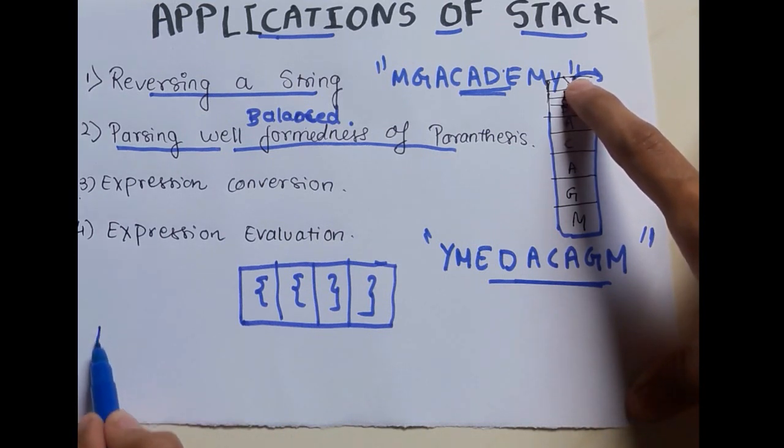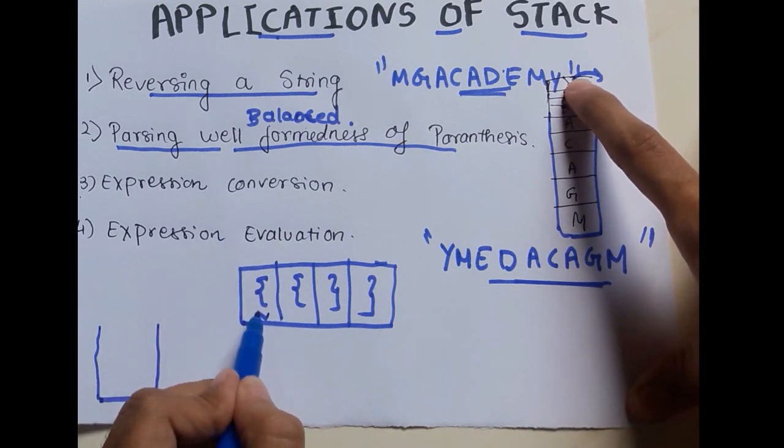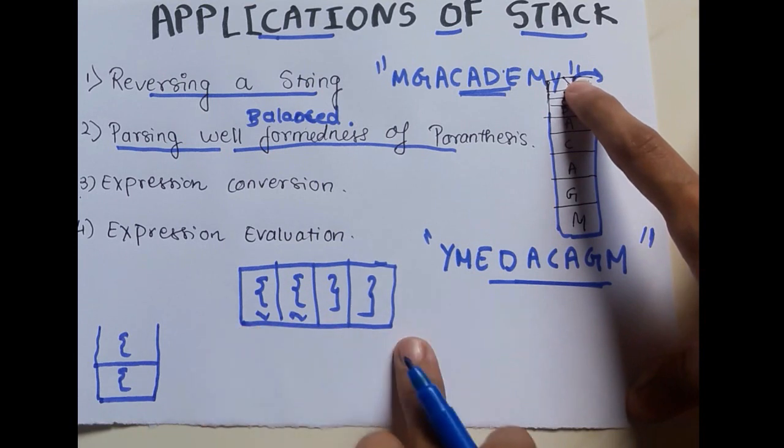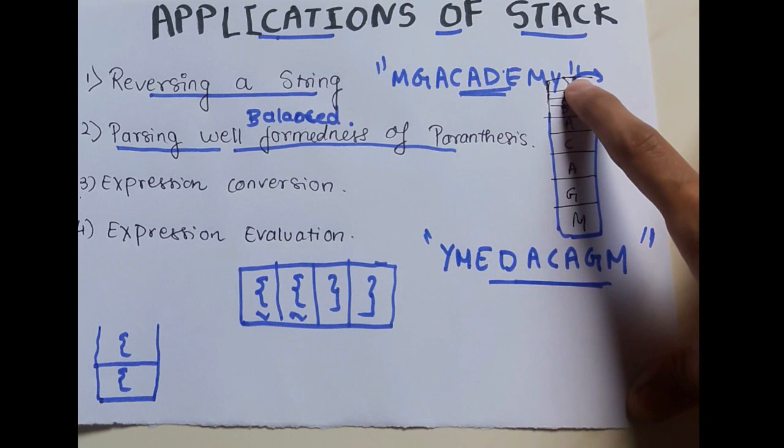For that, we will consider a stack, and all the left parentheses will be pushed into the stack. So first, second. These two are the left parentheses. These parentheses will be pushed into the stack. Okay. Now both the left parentheses are pushed into the stack. Now we will wait for the right parenthesis. And whenever we encounter a right parenthesis, we will pop one left parenthesis from the stack.